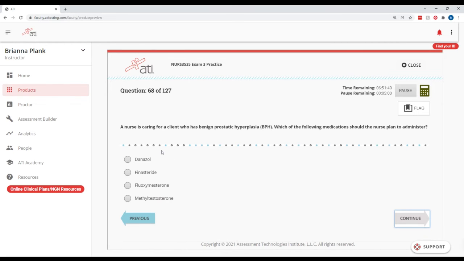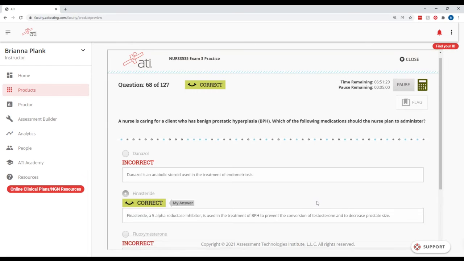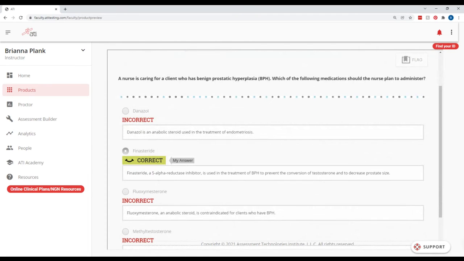Okay, we have a client who has BPH. Which of the following medications? So which of these medications treats BPH? Do you guys think B? That's correct. And this is Proscar. And so if you remember these medications, something that we have to be careful with is pregnant women cannot handle these medications. So you always want to wear gloves when you touch the Proscar.